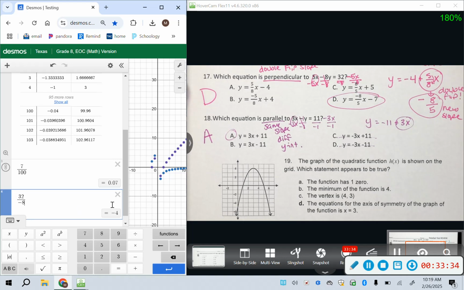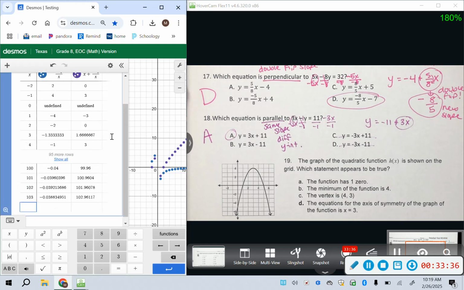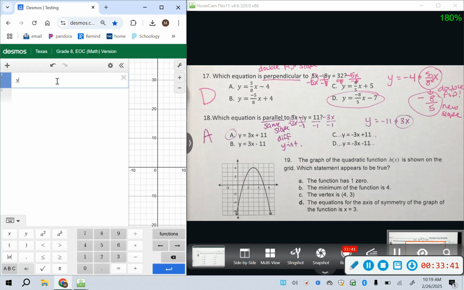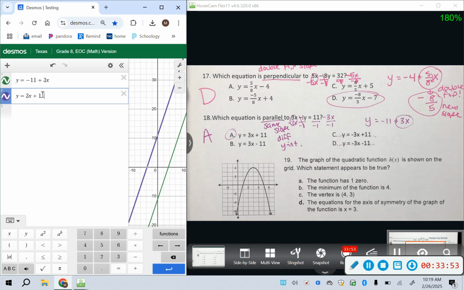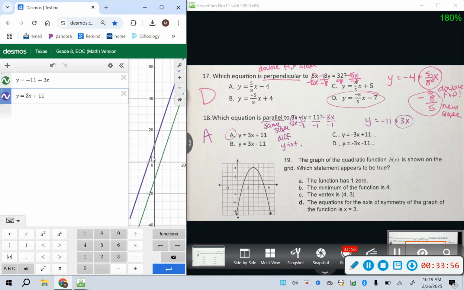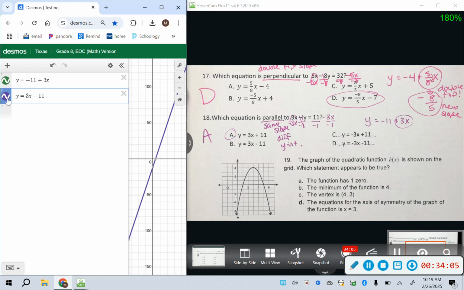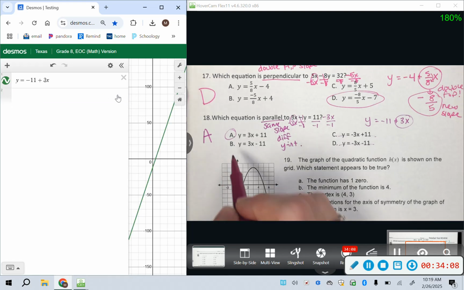You can also type them in. Parallel means they never touch. I'm going to regret taking this out maybe. And we have, my answer was y equals negative 11 plus 3x. And then if I check my answer choice, I have y equals 3x plus 11. See how they never touch and they have the same slope. Now, if I checked the minus 11, see how they're right on top of each other? Well, those touch, so that's not my answer. That's why B is wrong.